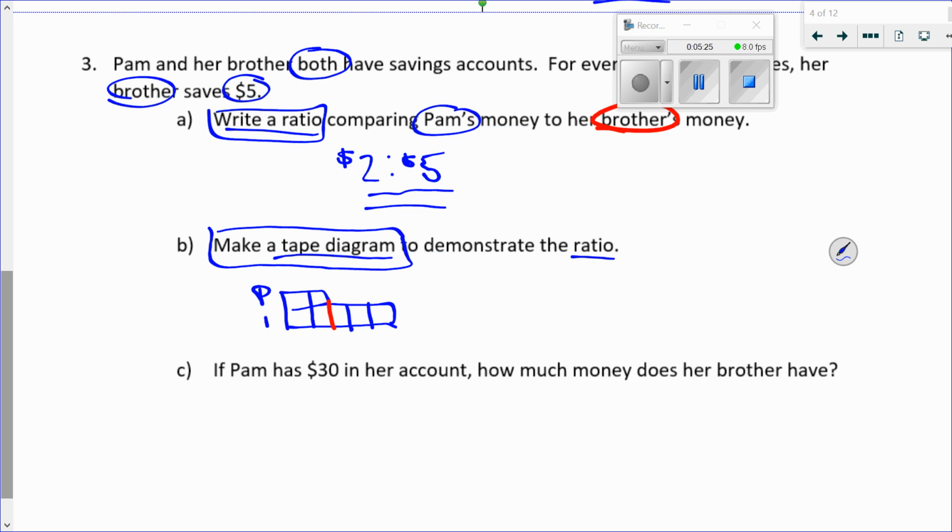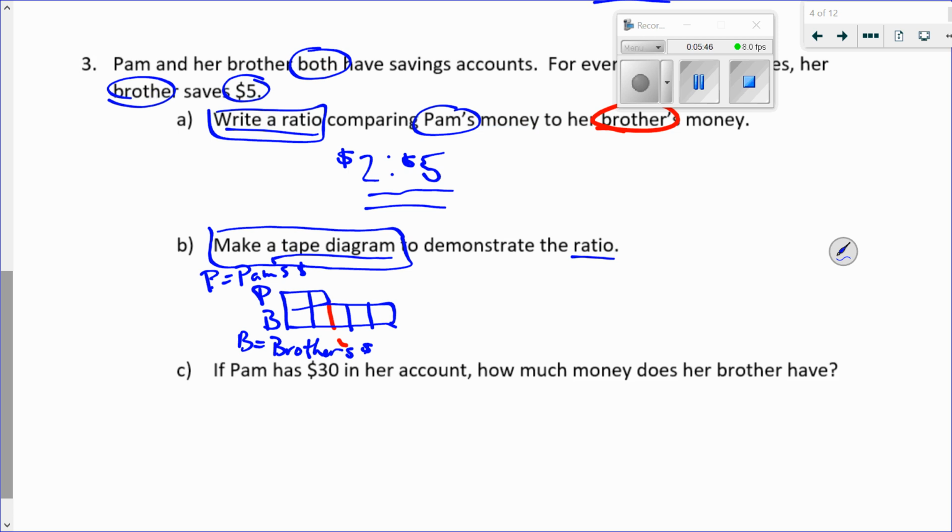And we have Pam and her brother. So P is Pam's dollars, and B is brother's dollars. Yes, it must be labeled. If you did not label it, you would have lost a point. Okay, so this question alone is worth 2 points, one for the label, one for the tape diagram.